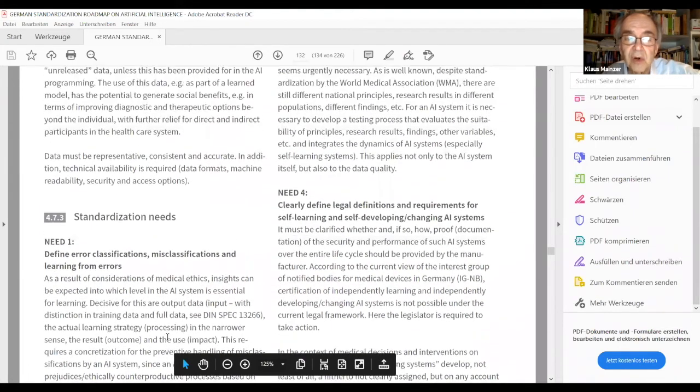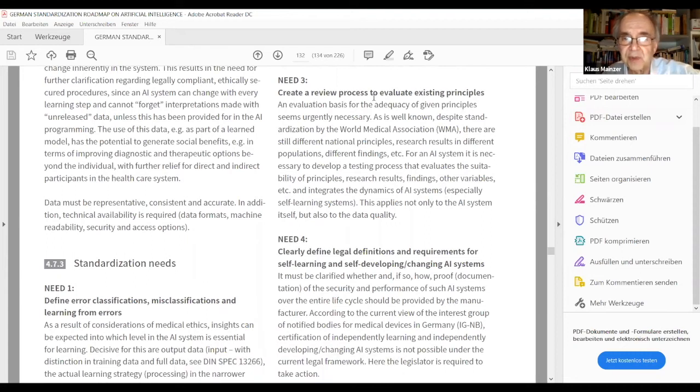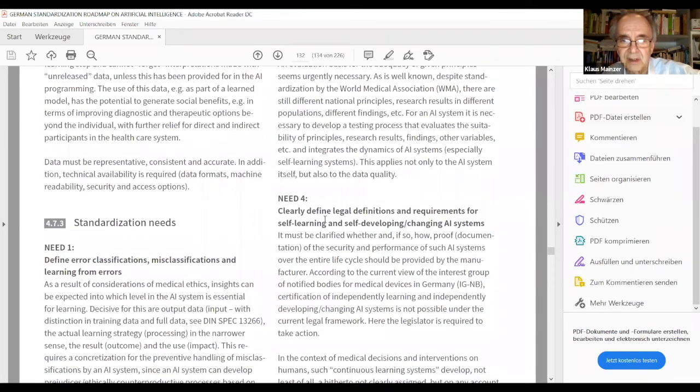That is, of course, in cooperation with the second group of the steering committee. Then the third need here is to create a review process to evaluate existing principles. There are worldwide, of course, a lot of approaches, because in this field, important practical application, clearly define legal definitions and requirements for self-learning and self-developing changing AI systems.